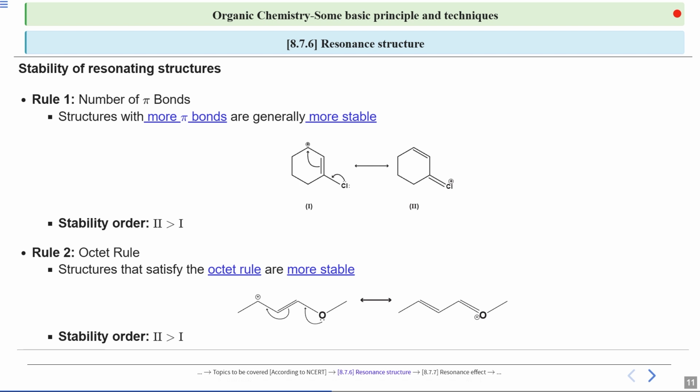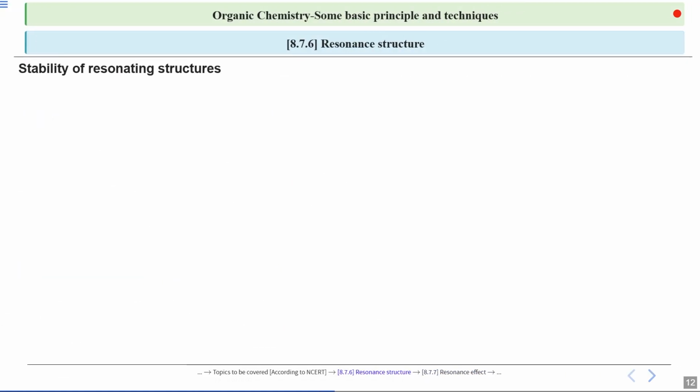It can be clearly seen that structure number 2 has a complete octet in comparison to structure number 1. So, structure number 2 is more stable. Moving on to the next one.